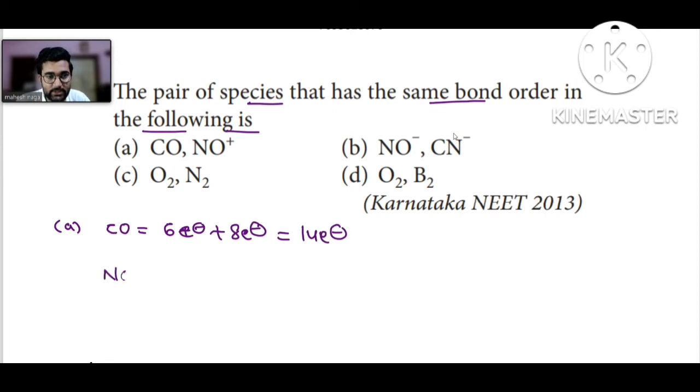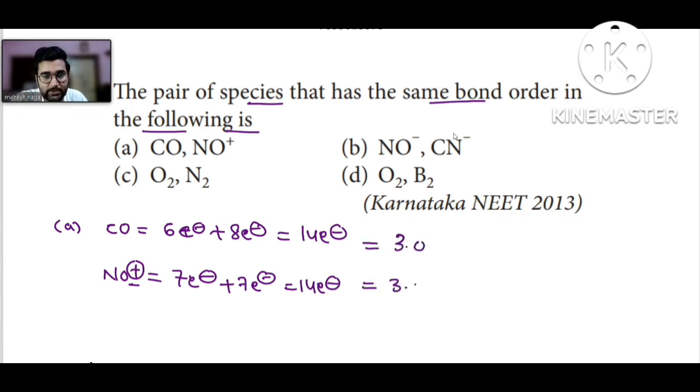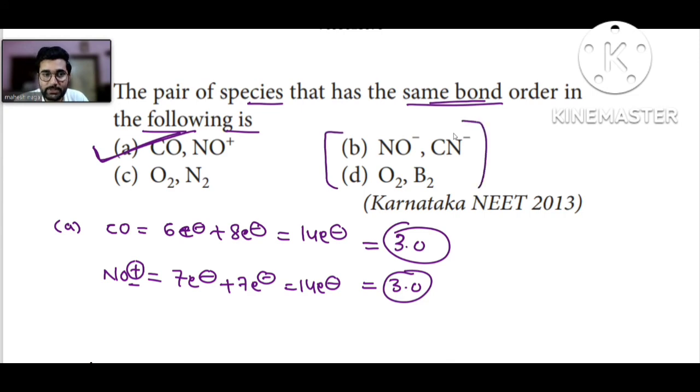The second one is NO positive. Nitrogen has 7 electrons and oxygen generally has 8 electrons. With the loss of 1 electron, that is the positive charge, oxygen becomes 7 electrons. So a total of 14 electrons. 14 electrons means the bond order is 3, and 14 electrons means the bond order is 3. According to the question, option 1 satisfies the same bond order, 3 and 3. You have to calculate options B, C, D for practice purposes.